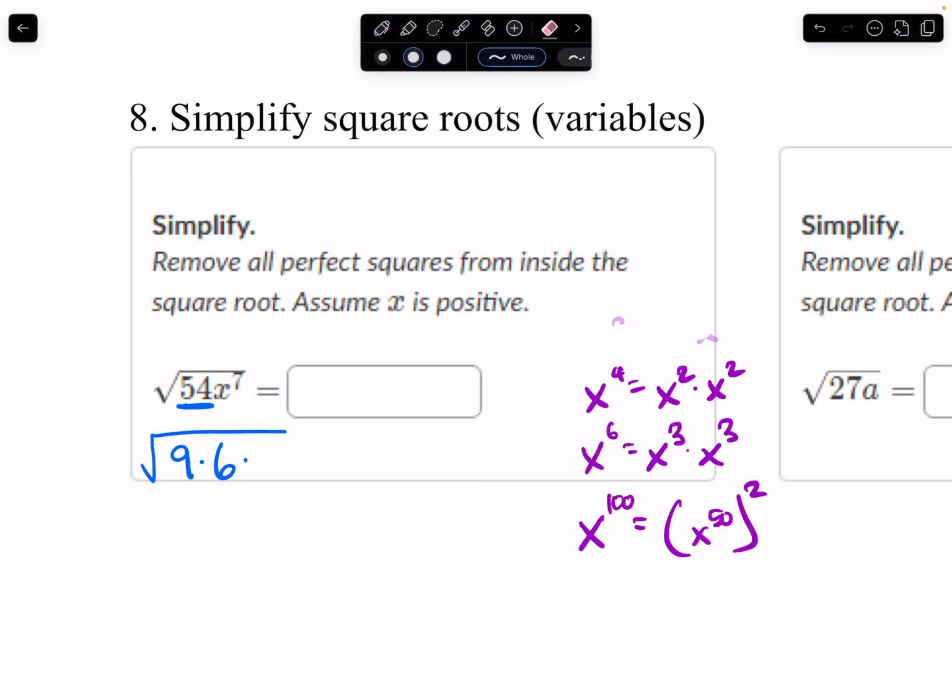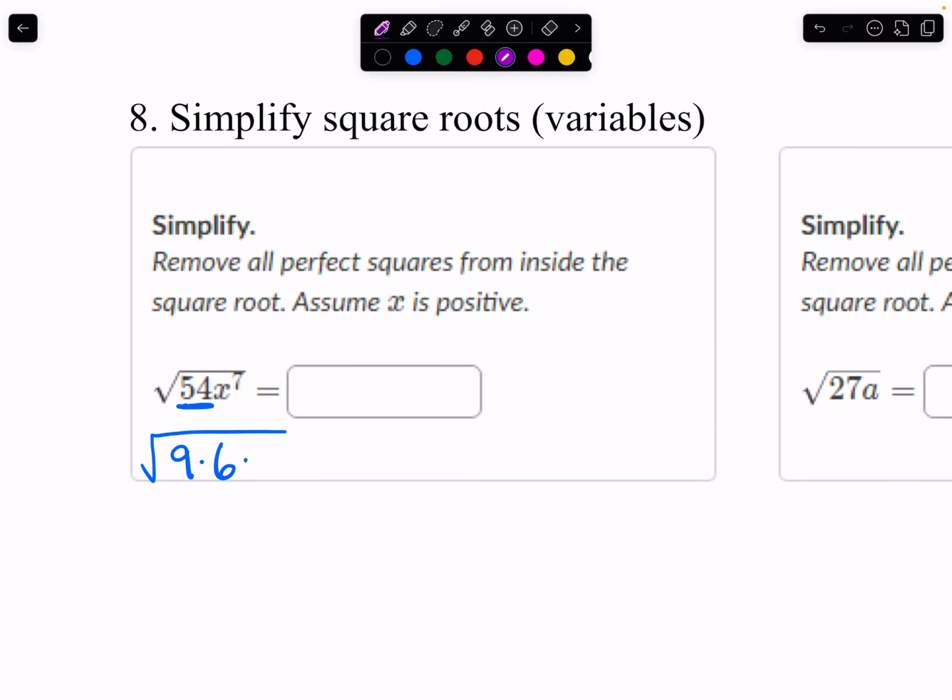So we can rewrite this x to the 7th as the perfect square part, x to the 6th, times one more x. Remember, that's like x to the first power, but we usually don't write that 1. There we go. And then since it's all multiplying, I can break this up into lots of radicals. This is the square root of 9 times the square root of 6 times the square root of x to the 6th times the square root of x.